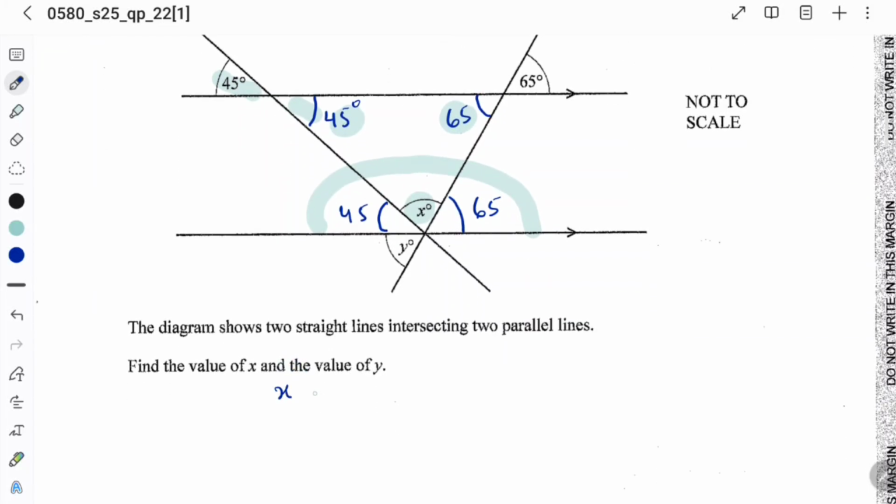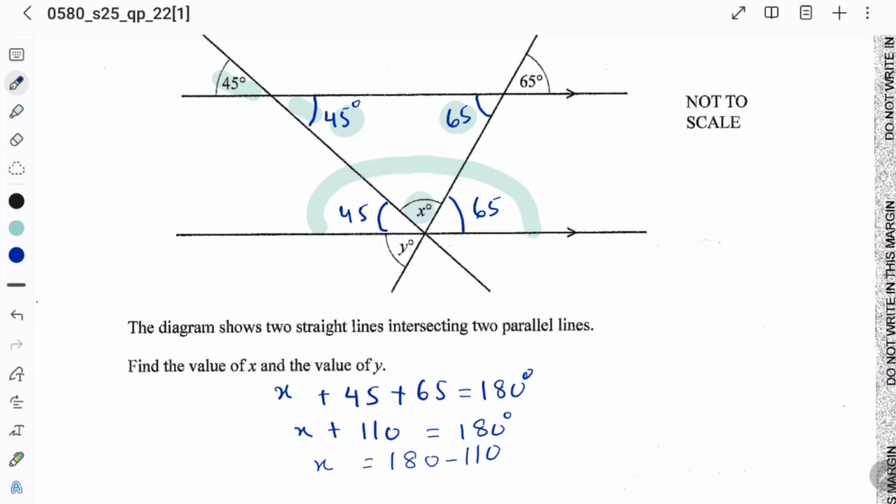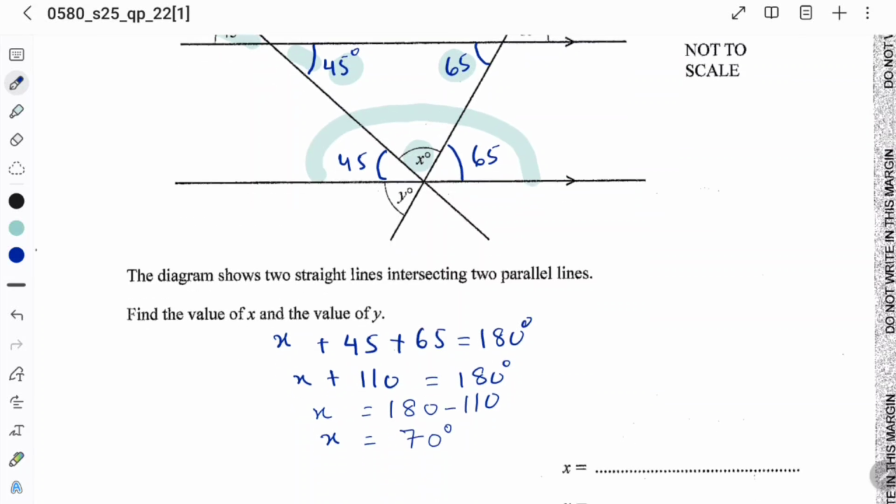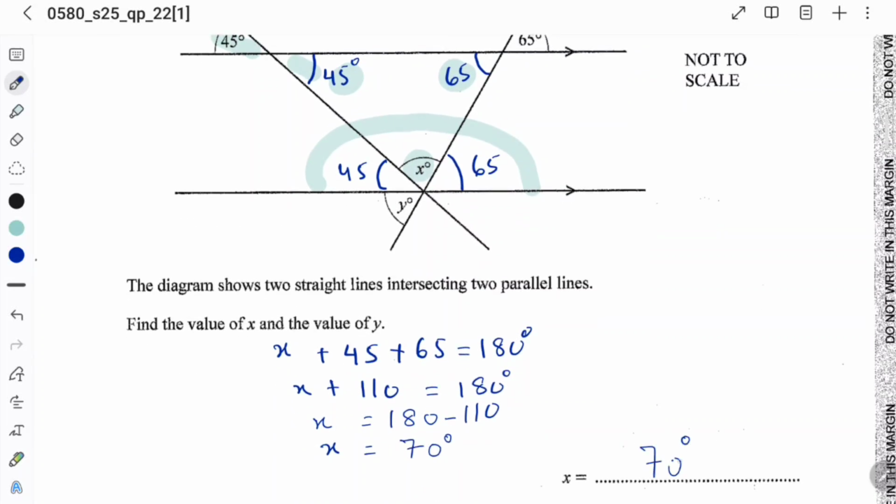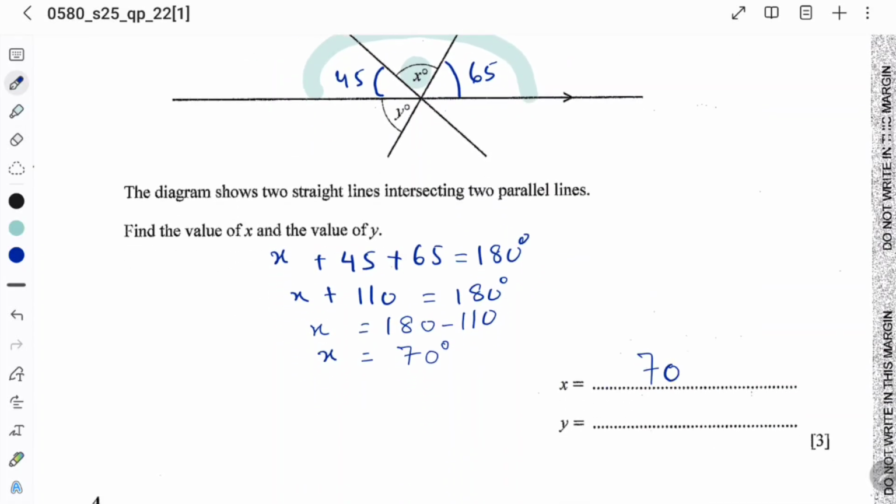So x plus 45 plus 65 equals 180 degrees. 45 and 65 makes 110 degrees, which equals 180 minus x. So x is equal to 180 minus 110, which is equal to 70 degrees. So x is equal to 70 degrees. Now just check what is the value of y.